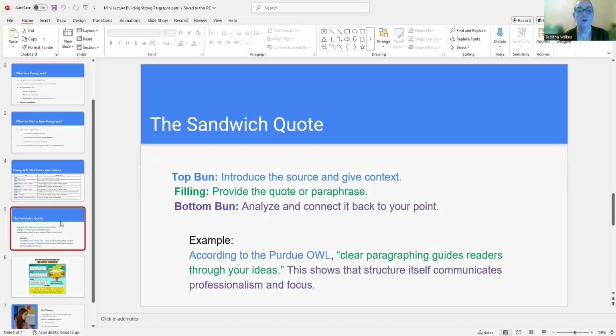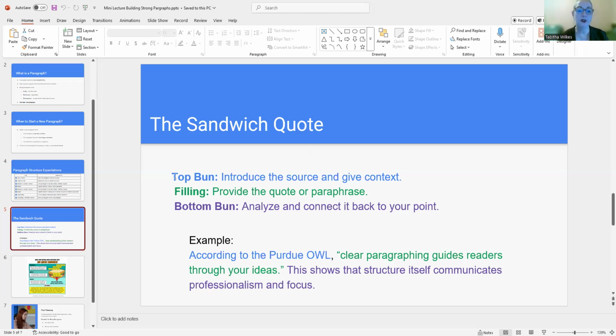All right, moving on to something called a sandwich quote. This is extremely important, and I'm going to beat this dead horse the entire semester. You must learn to sandwich your quotes, and you must sandwich your quotes all through college. So let's look at that.